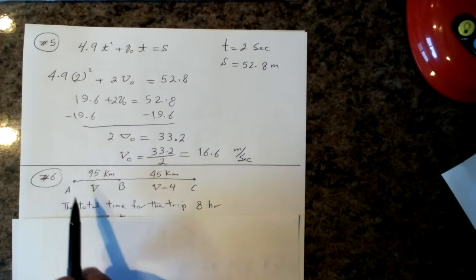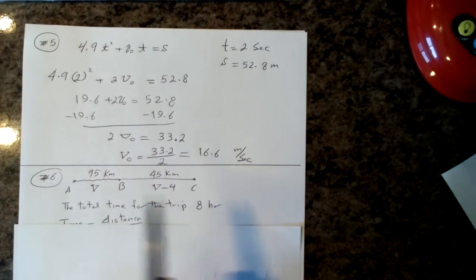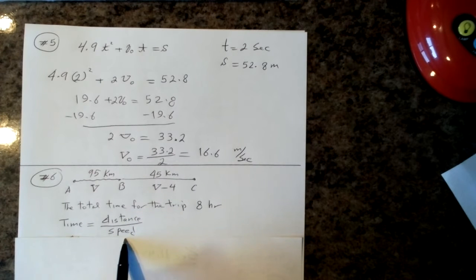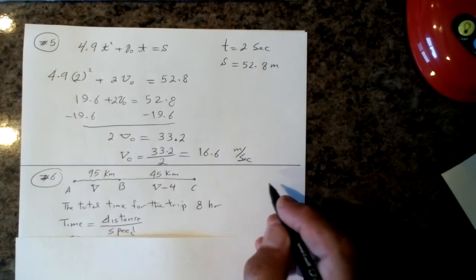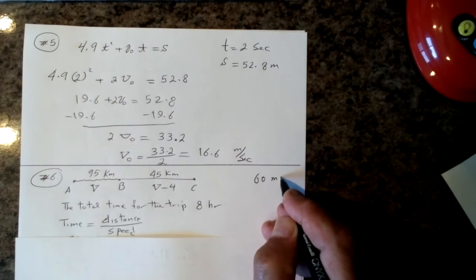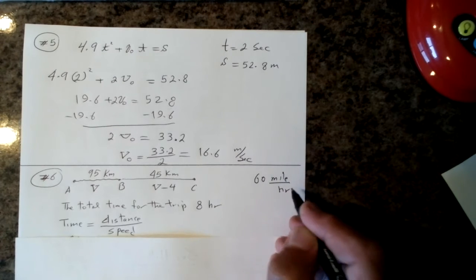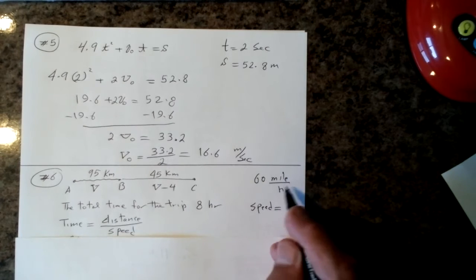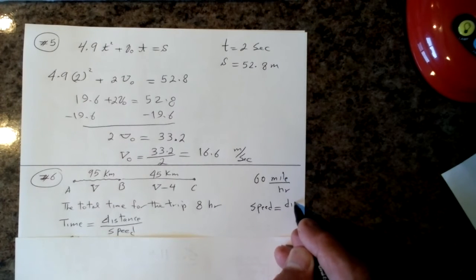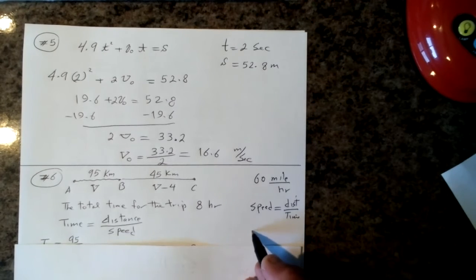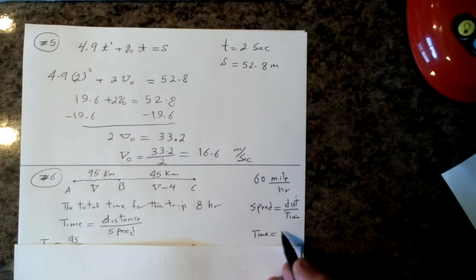Now, first we want to calculate the time from A to B. The formula is this: time is distance divided by speed. That came from the original problem. When we say we are driving at 60 miles per hour, it means the distance per hour, so time is distance divided by speed.